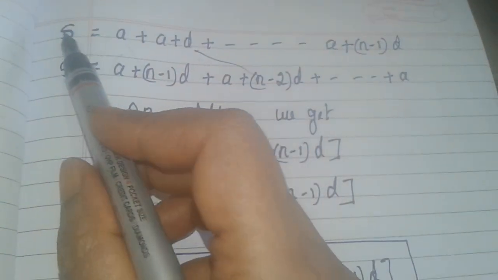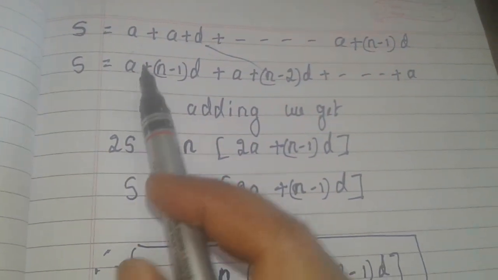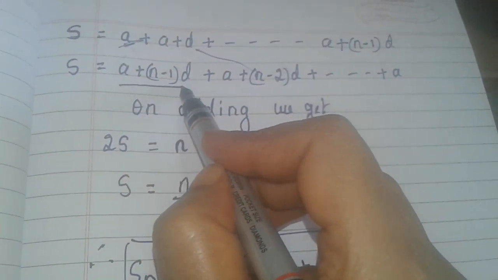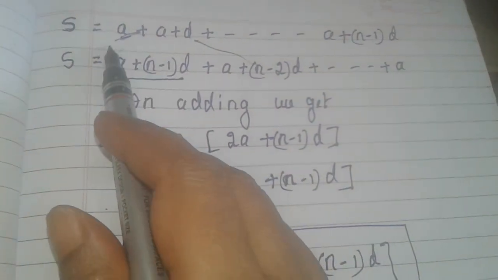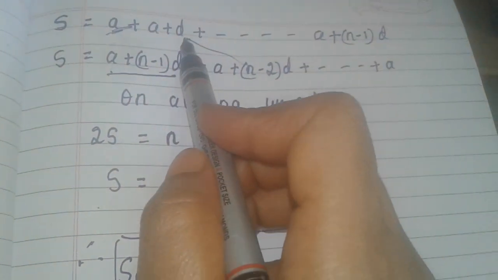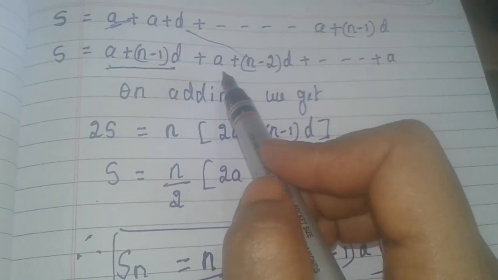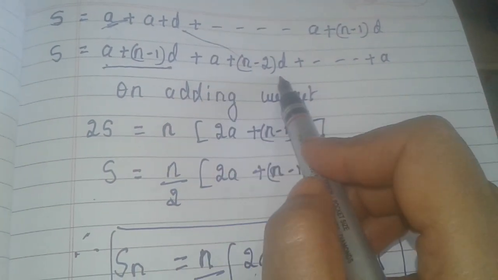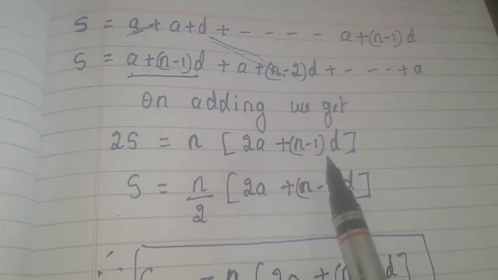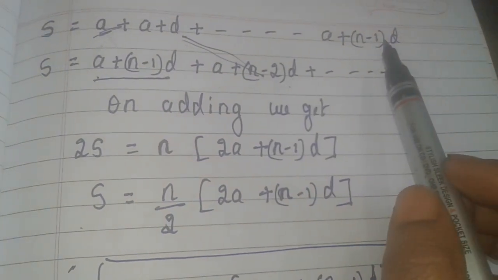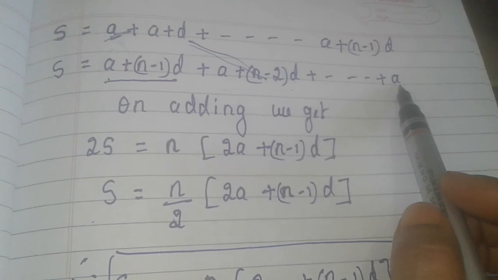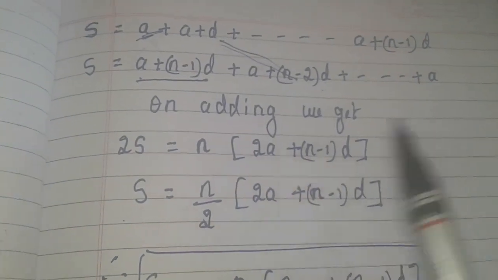Now you add S plus S becomes 2S. Here the first term is a and here the first term is a plus n minus 1 into d. Add these two, you get 2a plus n minus 1 into d. Similarly, here the second term is a plus d and here the second term is a plus n minus 1 into d. Add these two, you get again 2a plus n minus 1 into d. And last, a plus n minus 1 into d plus a, that is 2a plus n minus 1 into d.